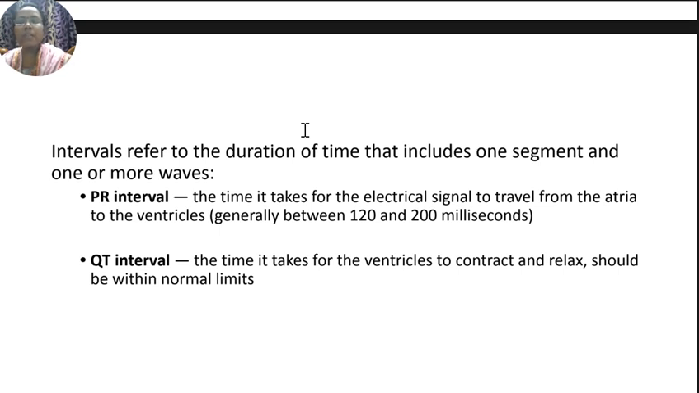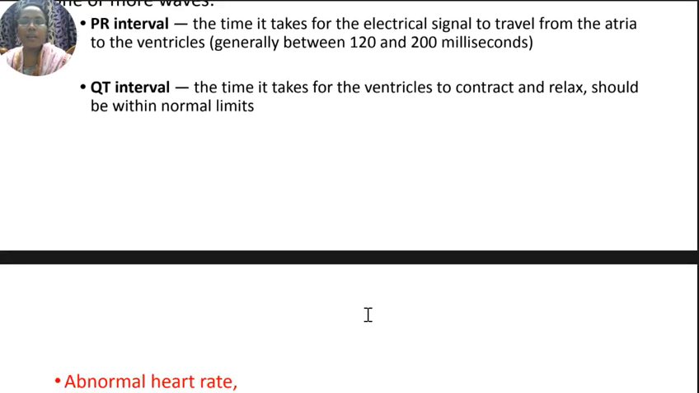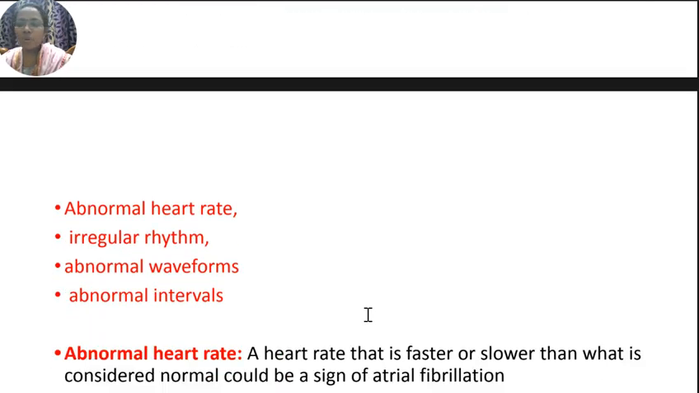So the intervals indicate any kind of abnormalities. The PR interval is the time taken for the impulse, or the blood, to travel from the atrium to the ventricles. The QT interval explains the ventricles contracting and relaxing. Both values should be within the normal limits. Okay, so this is the general physiology of the heart.